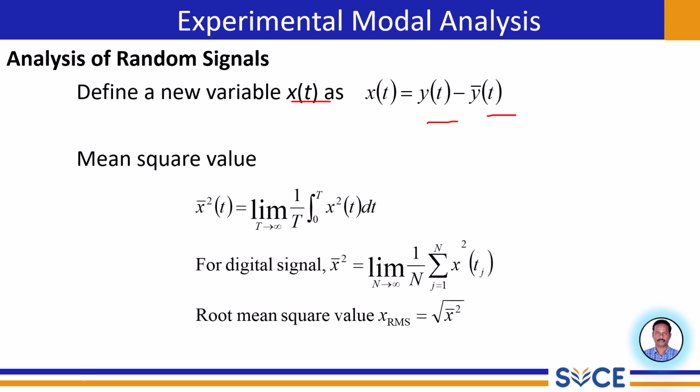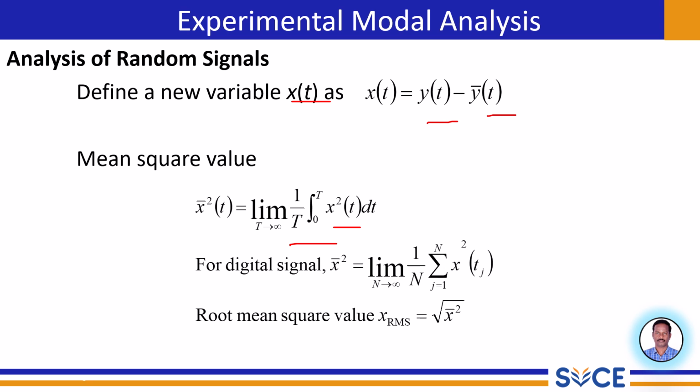Essentially, we are taking the square of the signal at each point in time, integrating this squared value over a long duration T and dividing it by T itself. Squaring the signal means that both positive and negative fluctuations contribute positively to this average power measure. For digital signals, the mean square value x² is calculated similarly by averaging the squares of the discrete samples over a large number of samples.